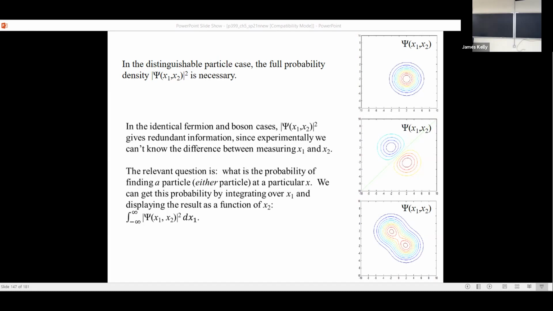So I'm just slowly moving them together. Still not too much difference, although you may notice that for the bosons, the center is getting a little bit higher there of the probability density. They're more likely to be found near each other, whereas for the fermions, it's starting to dip down a little bit in the center compared to the distinguishable case in the middle.